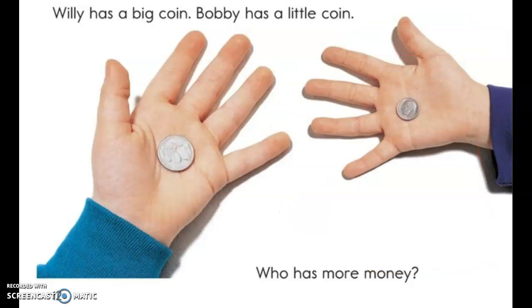Okay. Willie has a big coin. Bobby has a little coin. Who has more money? Friends, this is really tricky because you and I know that nickels are only worth 5. And we know dimes are worth 5, 10, they're double. Even though there are 10 cents here and only 5 cents here, this looks like a larger coin, so we have to be careful not to let the size of the nickel make us feel it's worth more.